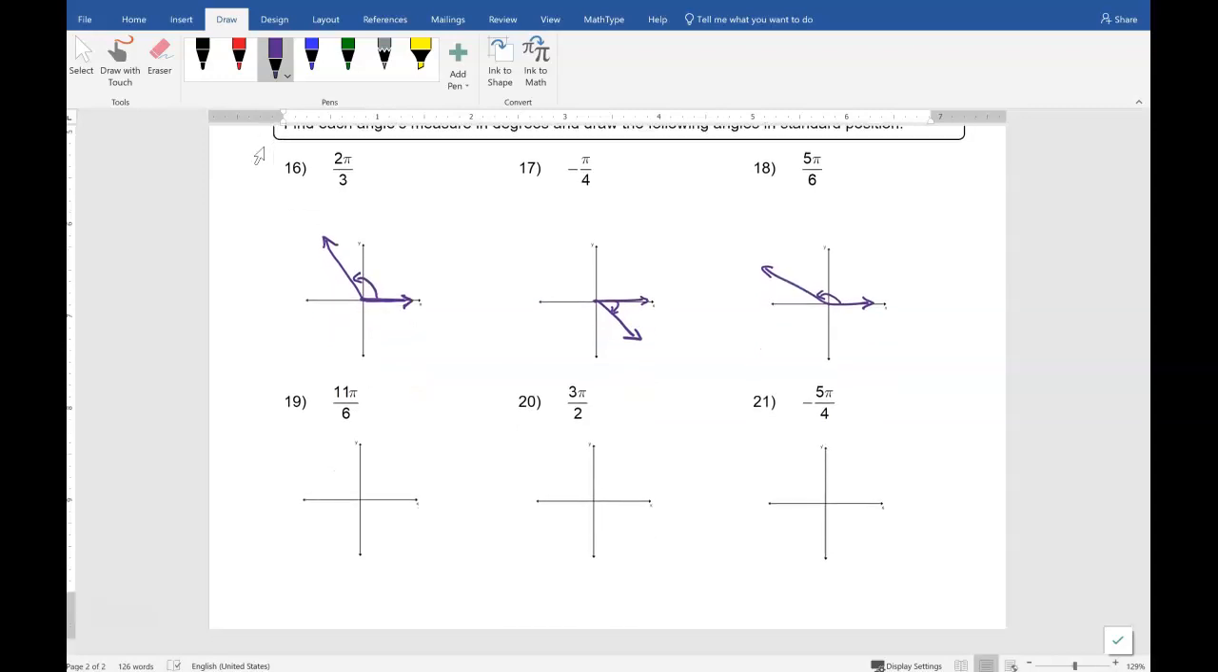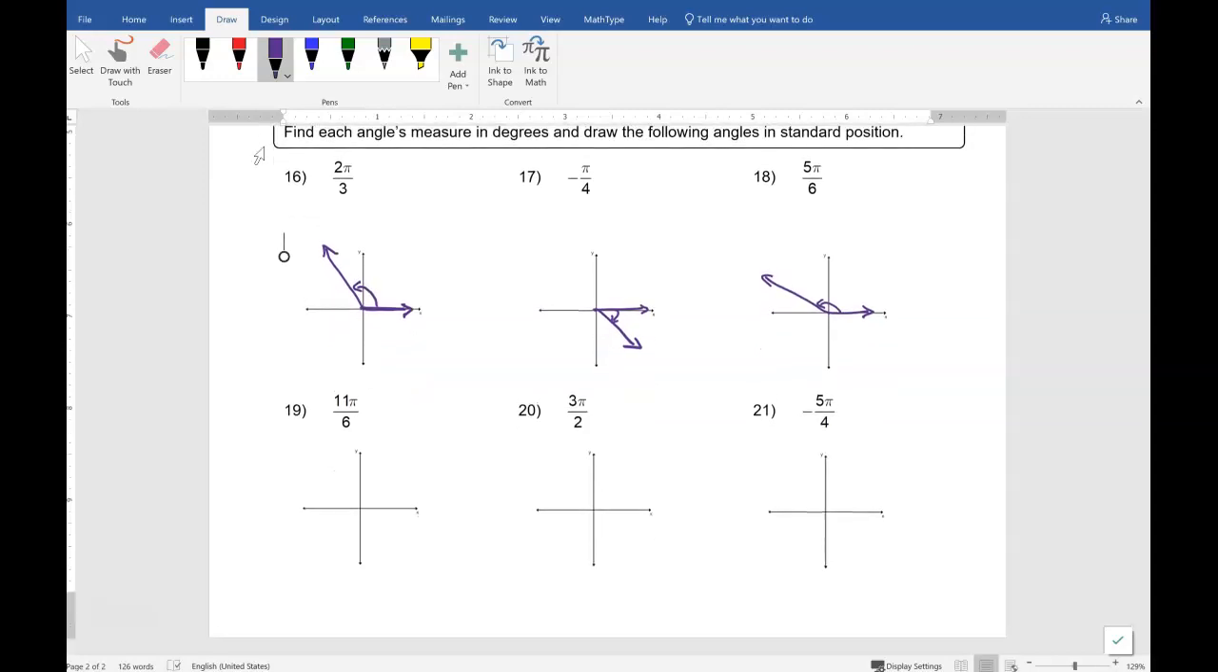Okay, now 11 pi over 6. We have in the first quadrant 1 pi over 6, 2, 3, 4, 5 pi over 6, 6, 7 pi over 6. 11 pi over 6 is the fourth one that doesn't cancel. It's got to be in the fourth quadrant. So here, in the fourth quadrant there.